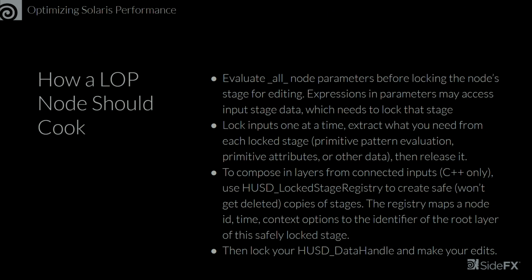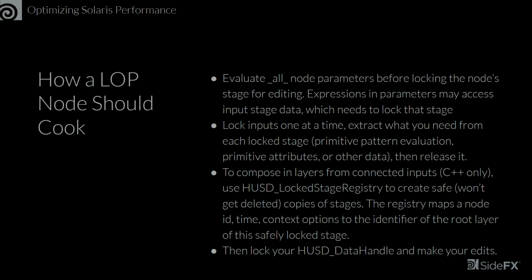But if a user writes an expression in a parameter that refers to a stage that is shared with this lop node, and you've already locked your stage, then that expression that's just trying to read the radius of a sphere is going to lock another lop node with the same shared stage, and it's going to make an entire duplicate of your stage just to find out the radius of that sphere. So always evaluate your parameters before you lock your stage.